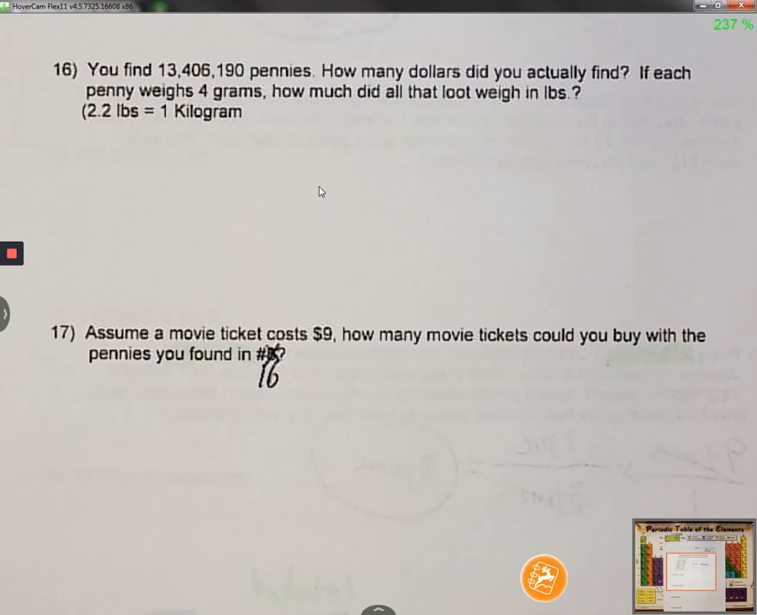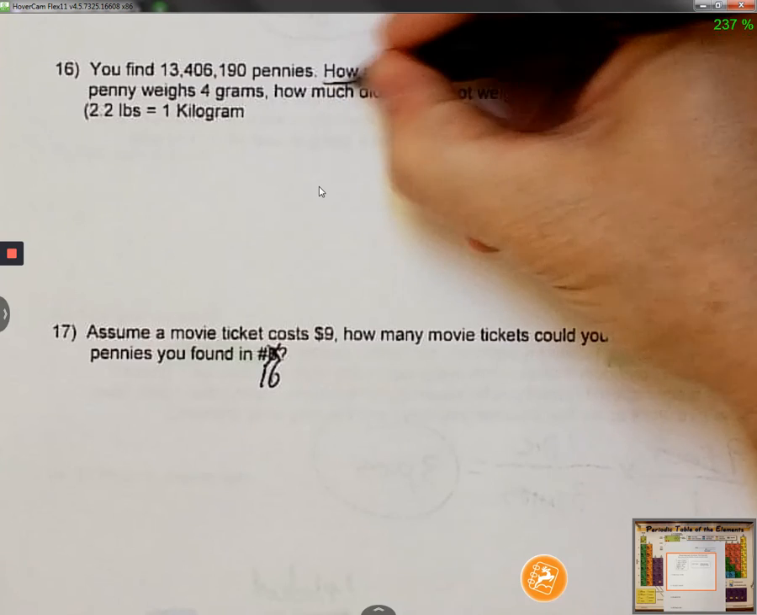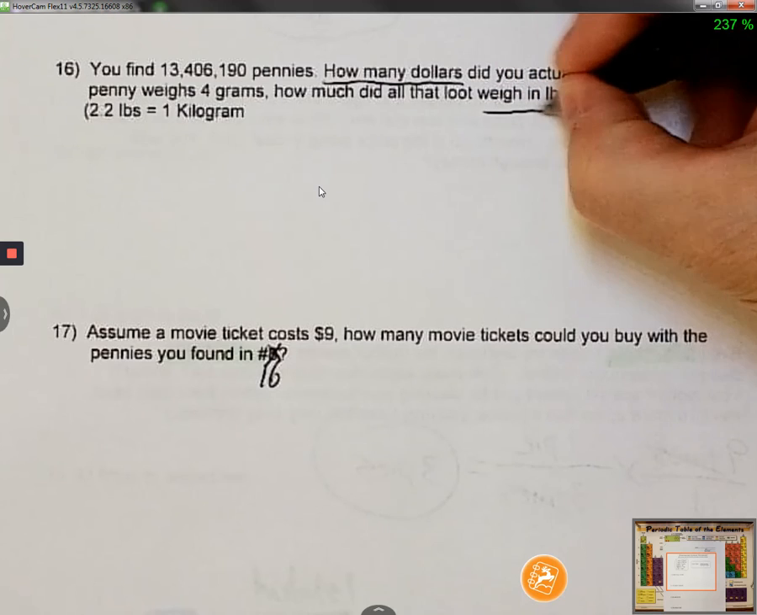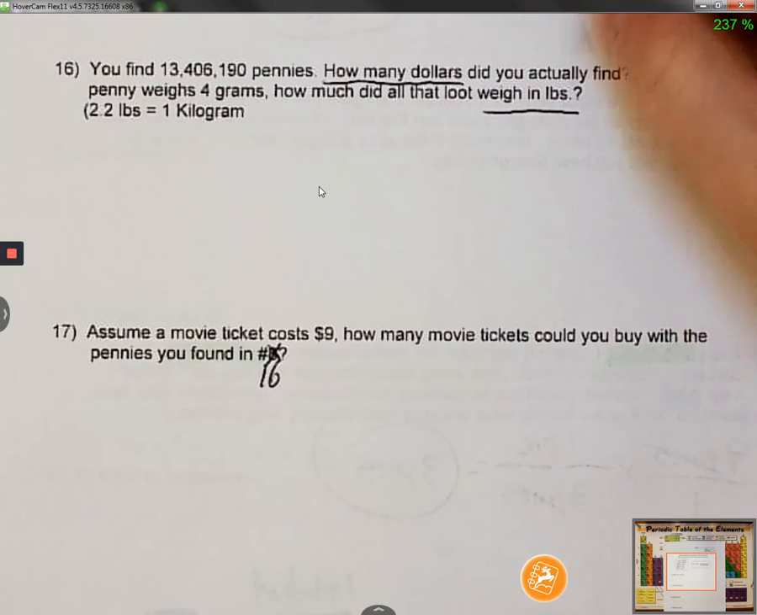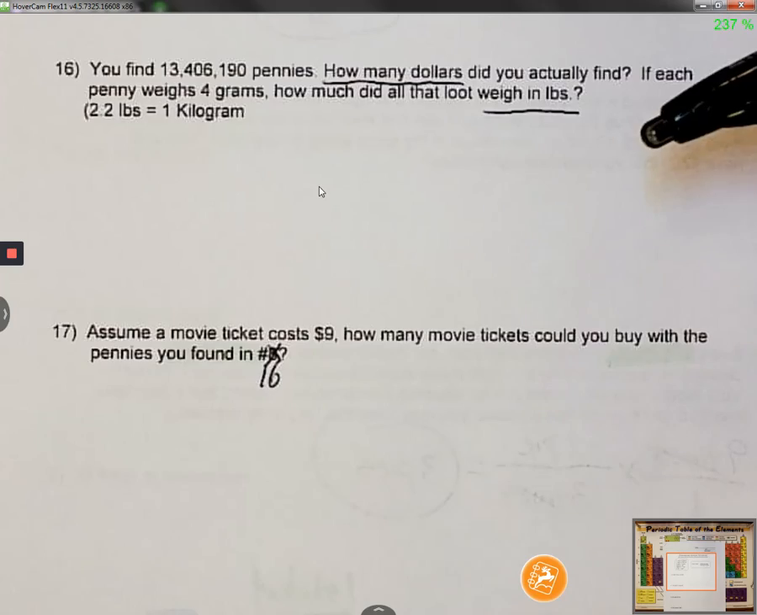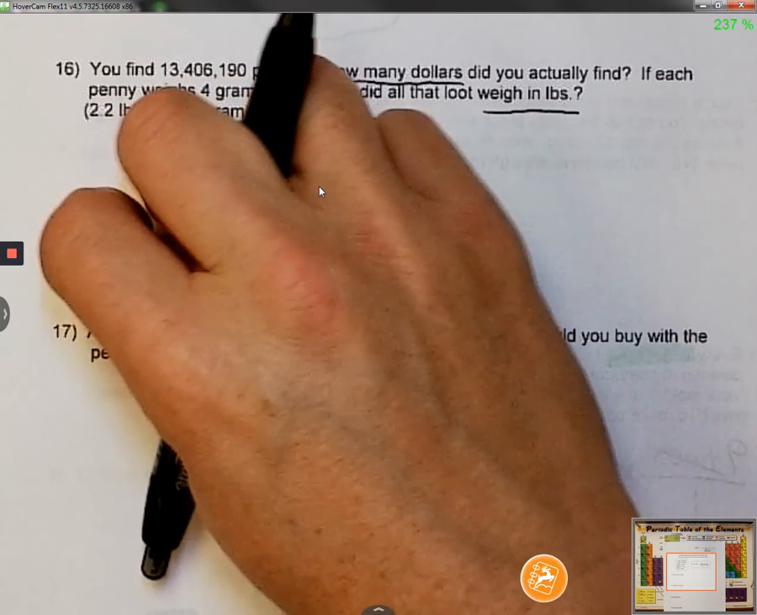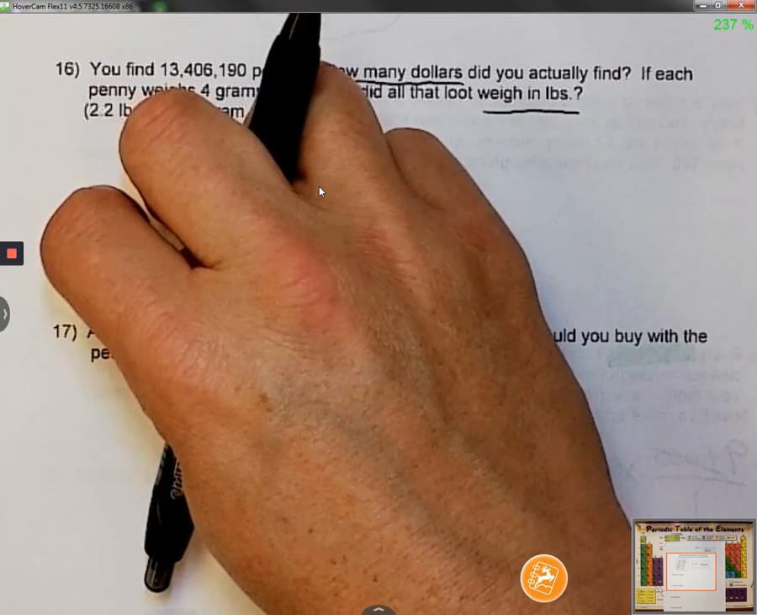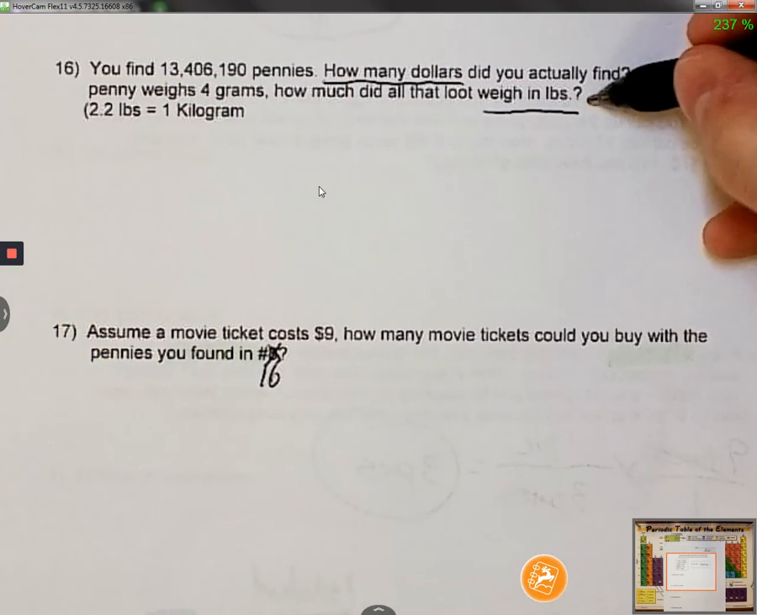Do you want to work it by yourself? Great. If you want to find someone to scoot a desk closer to and work with, then that's fine. Let me give you a pro tip real quick on 16 before you get started. 16 is actually asking two questions. It's asking how many dollars did you actually find, and it's also asking how much did it weigh in pounds. So there's two different problems there. You can set up a dimensional analysis for the first one, but you actually don't have to because it's fairly easy math. It's one step. But you're definitely going to want to set one up for the second one.